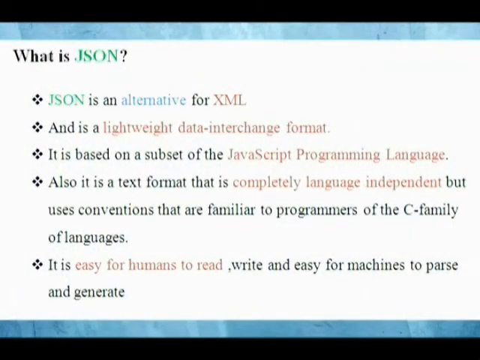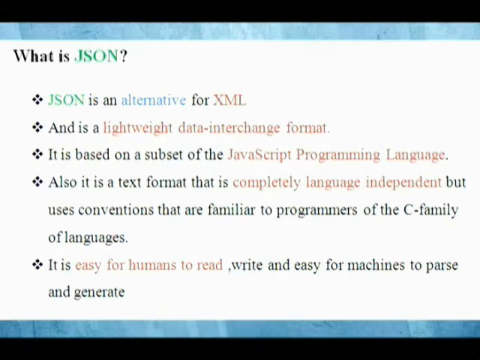JSON. JSON is an alternative to XML, and it is a lightweight data interchange format. It is based on a subset of the JavaScript programming language. Also, it is a text format that is completely language independent but uses conventions that are familiar to programmers of the C family of languages. It is easy for humans to read and write, and easy for machines to parse and generate.